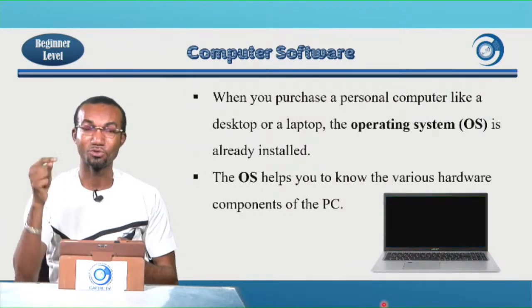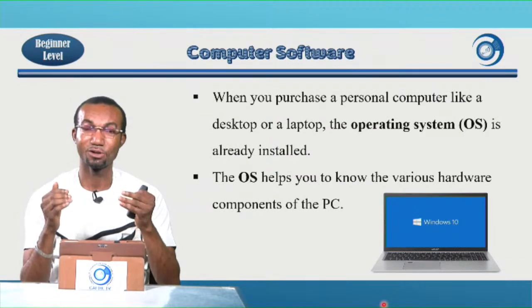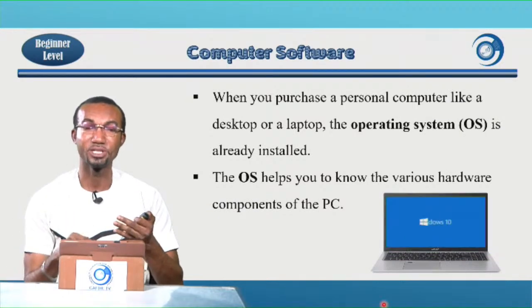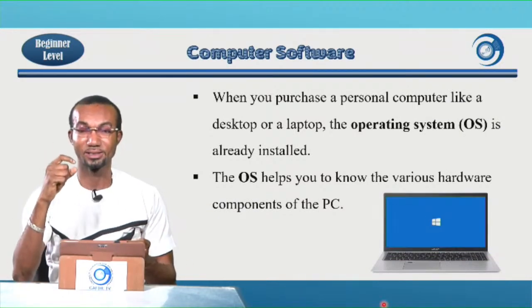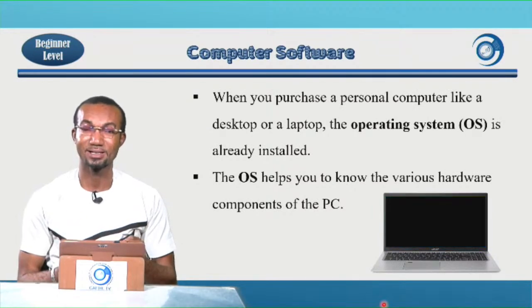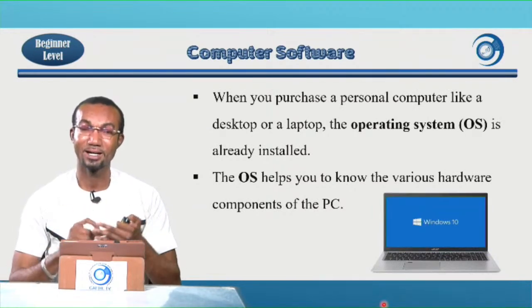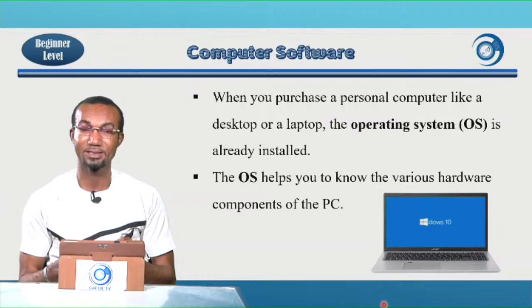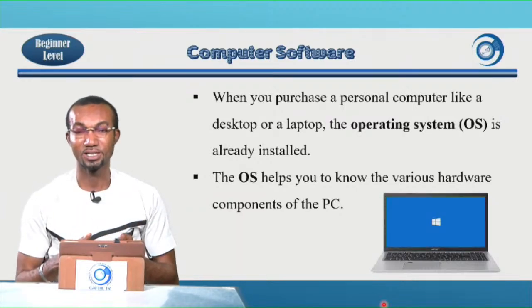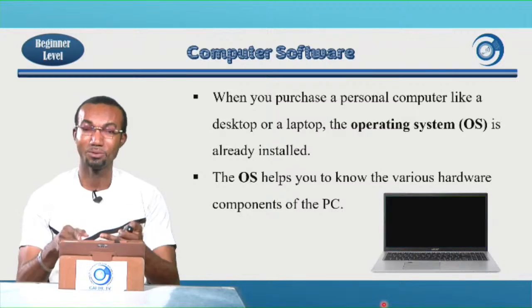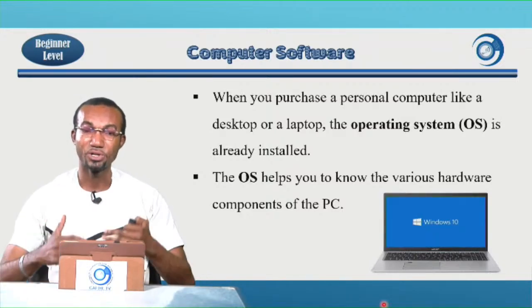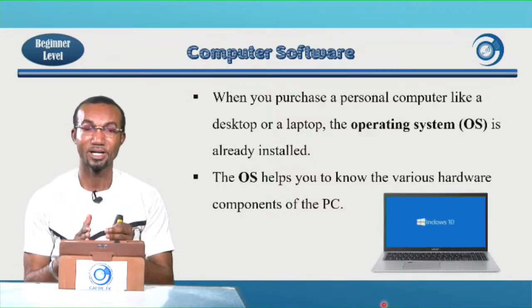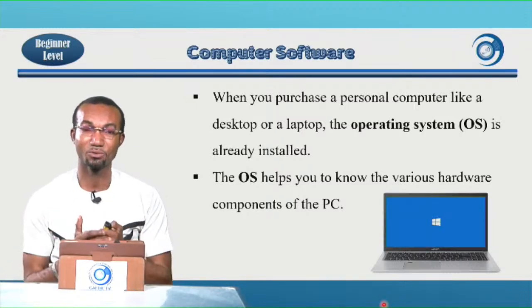Because if I want to know the size or the storage capacity of my RAM, sometimes they write it on the physical RAM. Unless I open the PC, remove the RAM and then look at it. If I want to know the size of my hard disk, sometimes they write it on the physical hard drive. I have to remove the hard drive from the machine and then look at the size. If I want to check the speed of the processor, sometimes it is not written on the processor. How will I check the speed of the processor? So the operating system helps you to know the specifications of the machine. That's why we are saying the OS helps you to know the various hardware components.